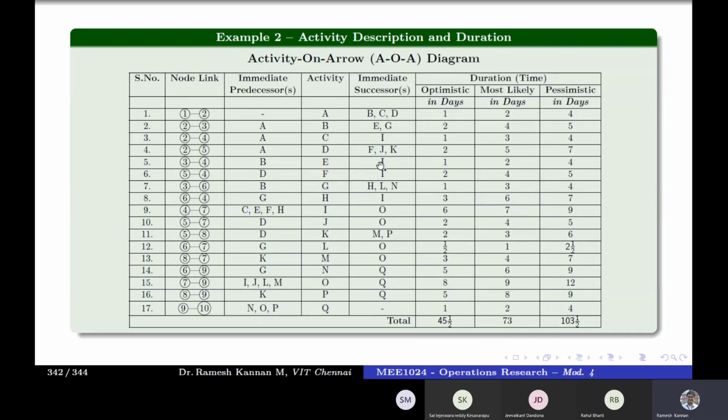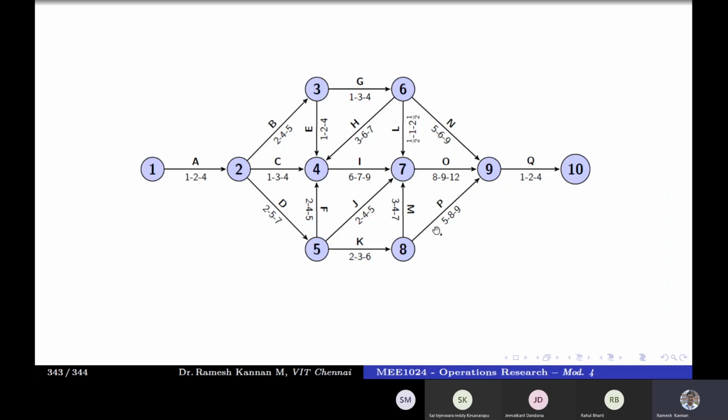Okay, this problem I'll give you as practice. So next time when you come, just practice the CPM and PERT from this particular PPT. Okay, so this is the initial stage.